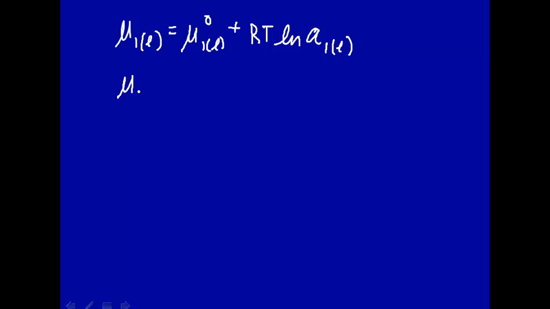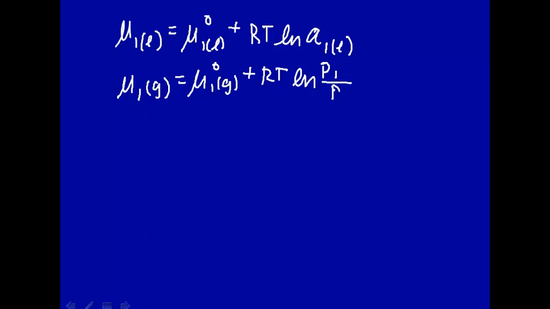And then the chemical potential of 1 in the gas phase is the chemical potential of 1 in the gas phase at the standard state, plus RT times the natural log of the activity, but let's go ahead and assume we have ideal solutions and so on, the pressure divided by the standard state pressure. Now this is no longer the pressure of the pure component. Why? Well, it's not a pure component anymore. We have two components. So this differs from what we developed before.